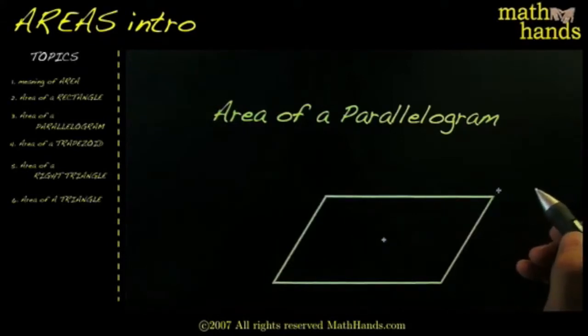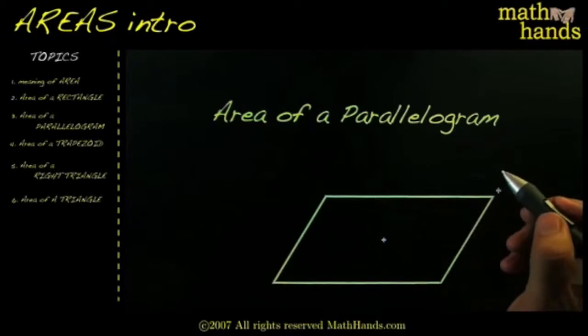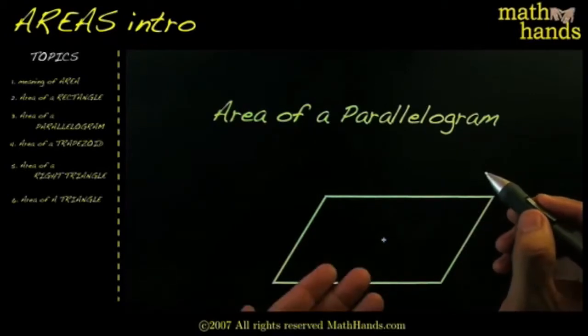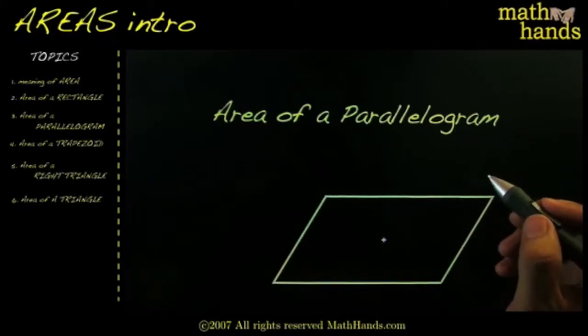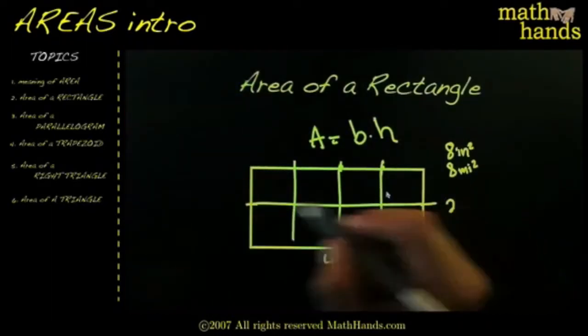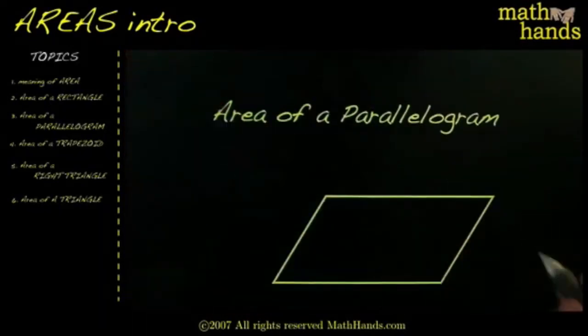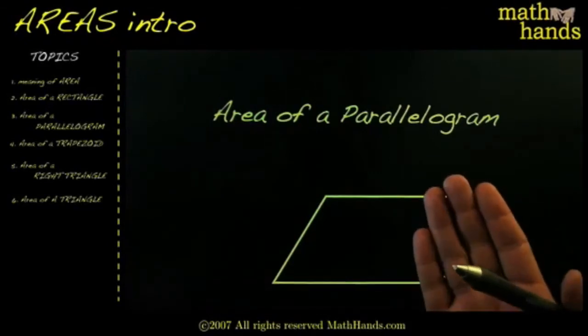Whoa! Now it's no longer what we call a rectangle. Now it's what we call a parallelogram. And the question is, well, how would you figure out that area? Because it's not quite as easy to fit nice, perfect squares into a shape like this, right? So this may be a little bit more interesting question.